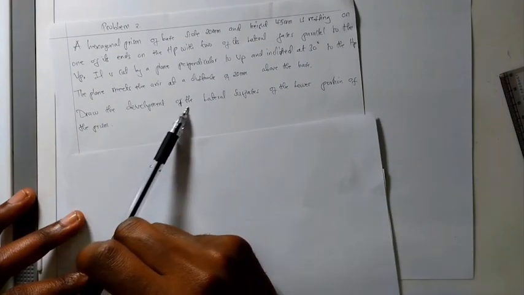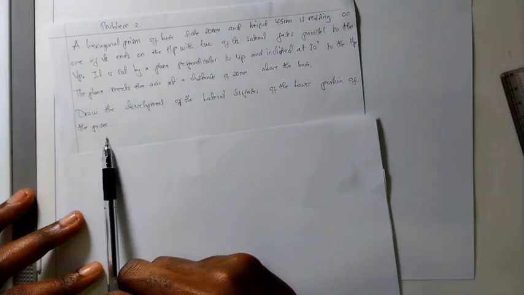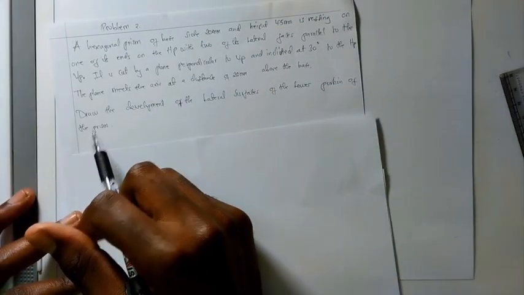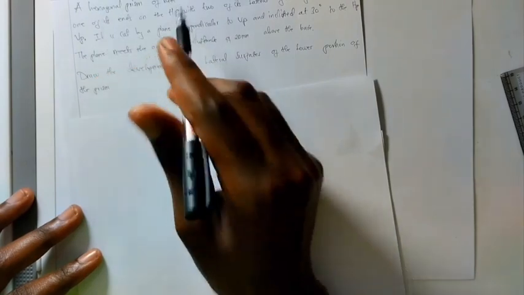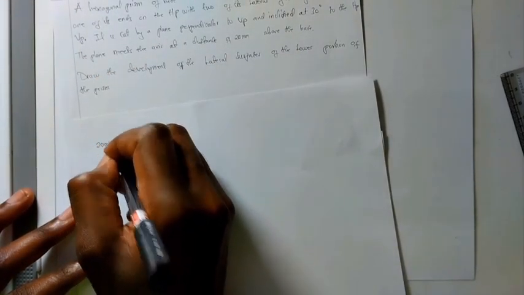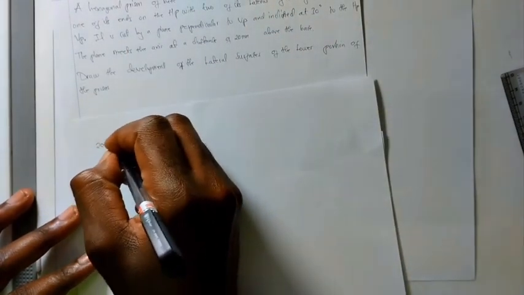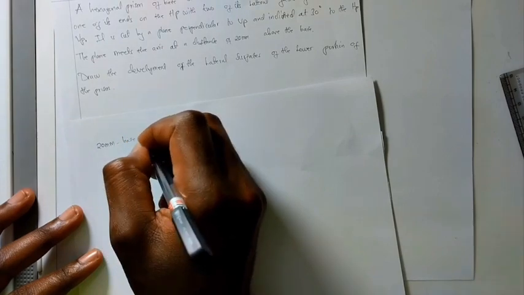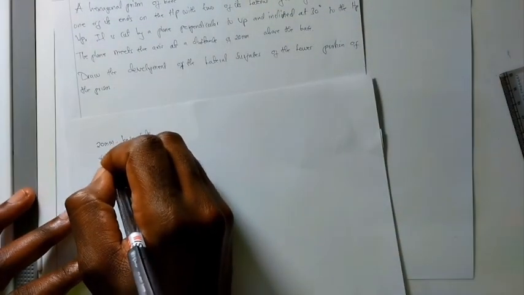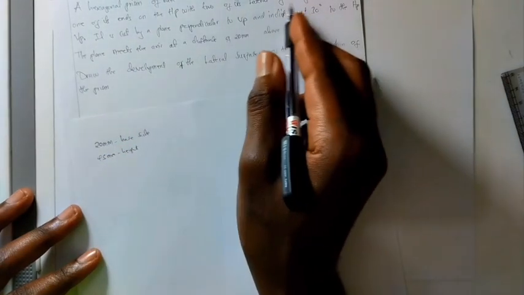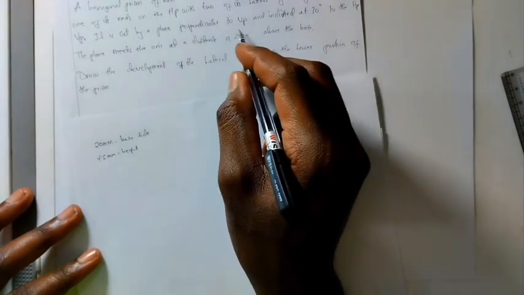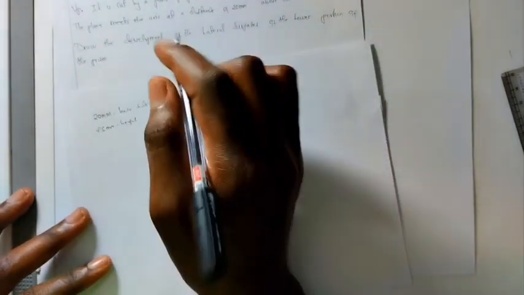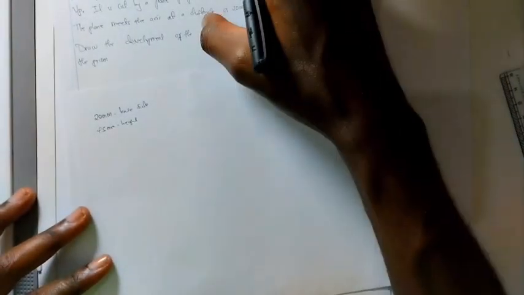The question is to draw the development of the lateral surface of the lower portion of the prism. It means you are needed to draw the development of the truncated prism. Let's try to understand this question. In the question we are given the side of the hexagon, which is 20 mm, and the height of the prism, and we are given the inclination angle of the cutting plane, and the cutting plane is above the base at this distance. So now we can draw the diagram according to the data given here.